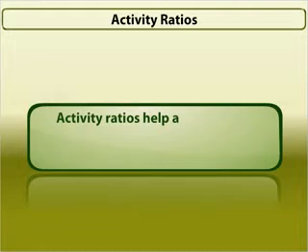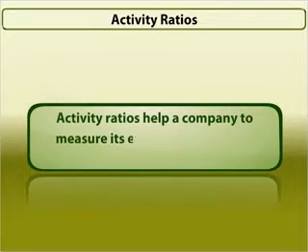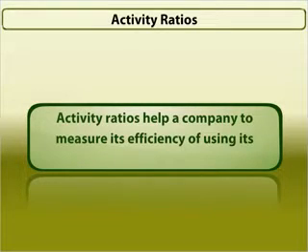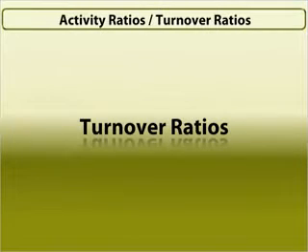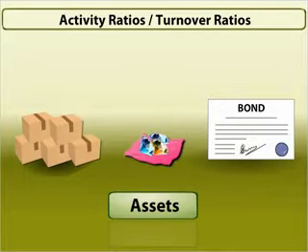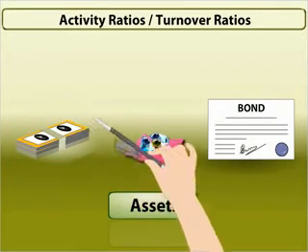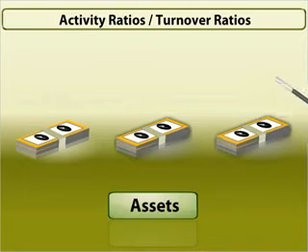Activity ratios help a company to measure its efficiency of using its available resources. Activity ratios are also called turnover ratios, as this measures how quickly a company can convert certain of its assets into cash.